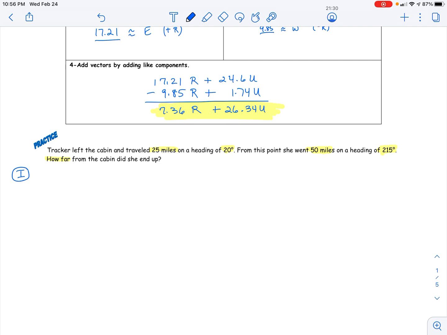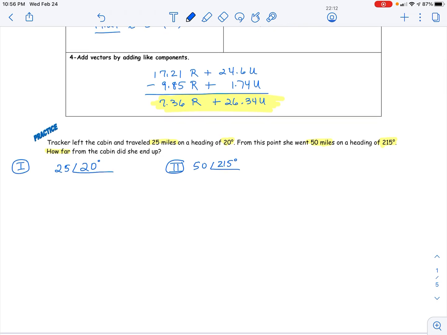And the first vector, let's go ahead and write down what it is going to be. Okay, so the first vector is going to be 25 and 20. The second one here in a moment, we'll go ahead and write it in. Go ahead and get that taken out of here and put it into our little format. It's going to be 50 miles at a 215 degree measurement here. Okay, so let's go ahead and figure out our first vector.